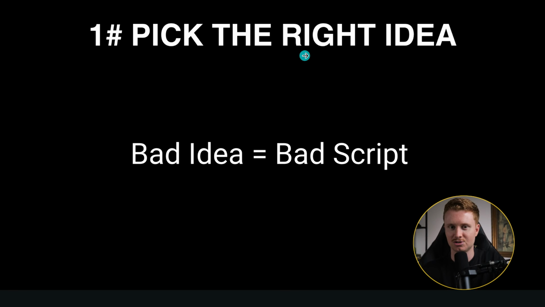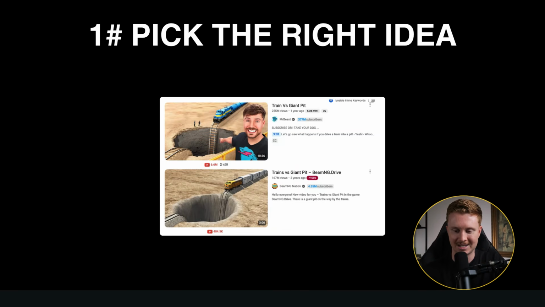So the first tip is to pick the right video idea. And this is because your script can only be as good as the video idea you pick. A bad idea equals a bad script. So an easy way that you can instantly improve your video ideas is by simply creating something called an outlier. So these are videos that have basically performed above average for either your channel or a competitor channel.